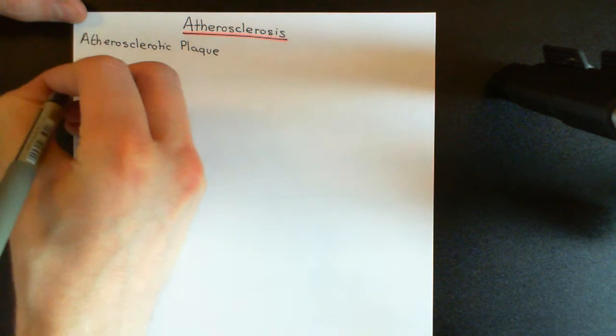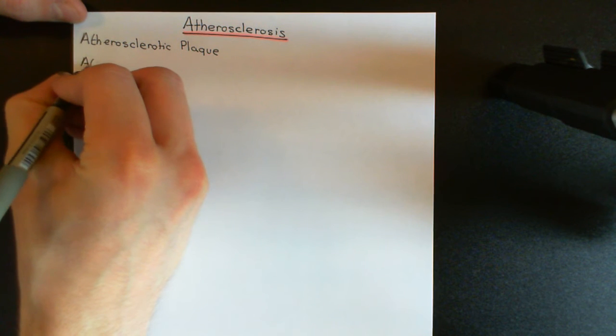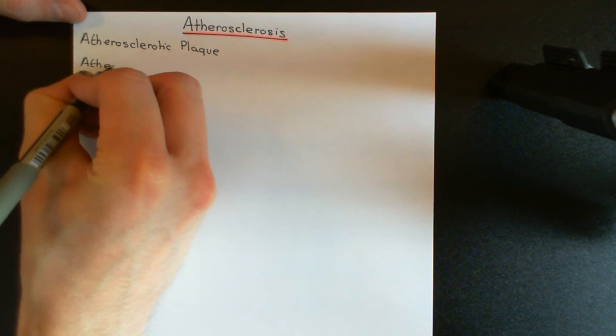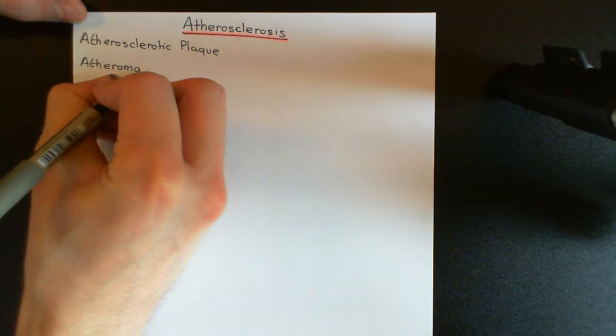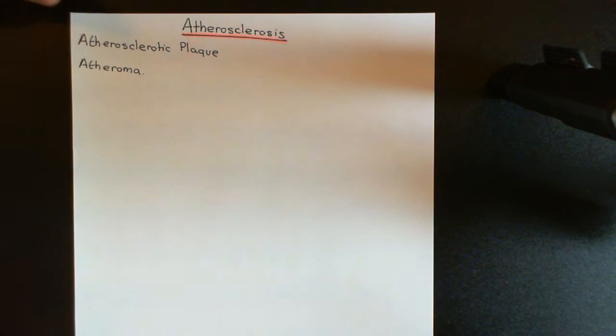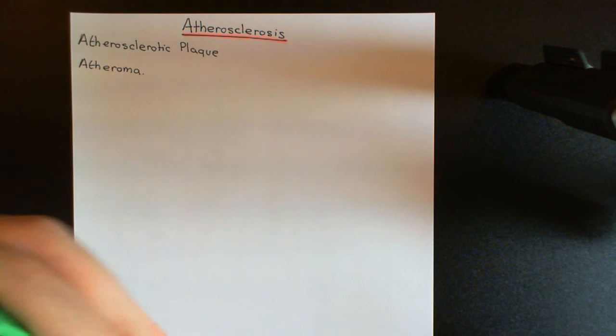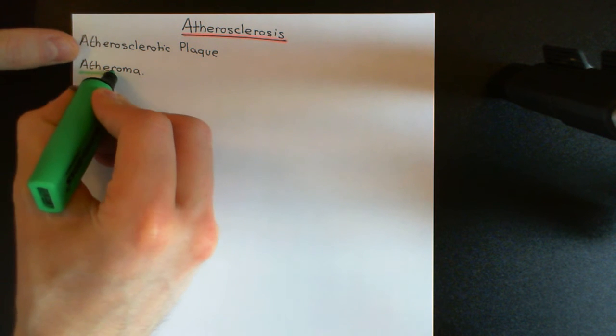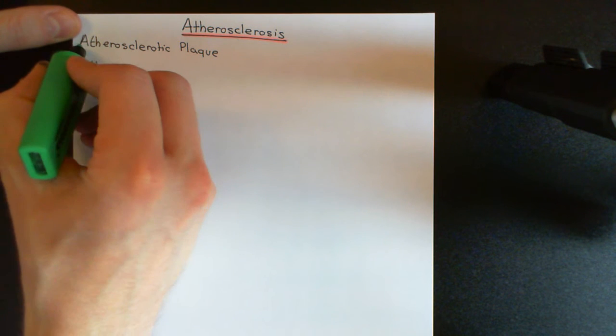Atherosclerotic plaque is the more common name to see or hear people using. However, you will occasionally hear people calling them atheromas, and therefore you should be aware that that means the same thing. So what is an atherosclerotic plaque?